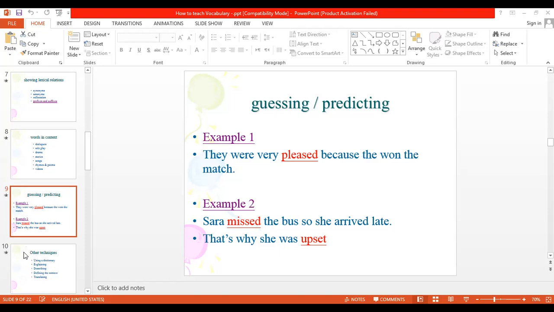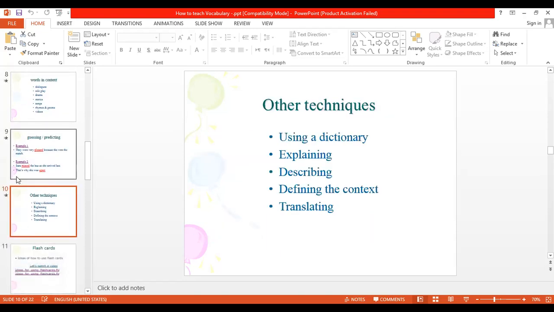So let's see other techniques, like using a dictionary, explaining, describing, defining the context, and translation. If you use one of these, please do share your experience with us. I use a dictionary, but I will tell you how I use it after I listen to your ideas. Yes, colleagues, please share your ideas. Just raise your hand and take the mic or write in the chat box.